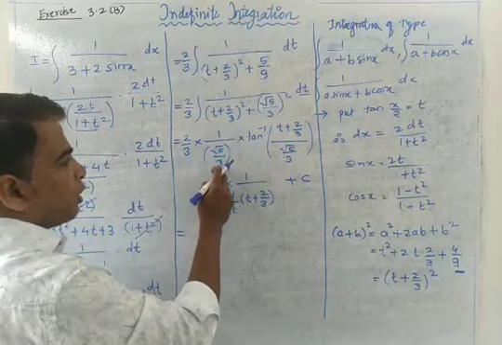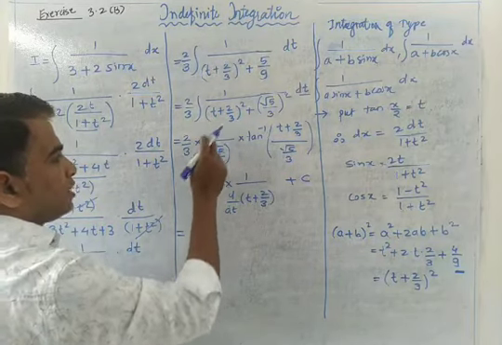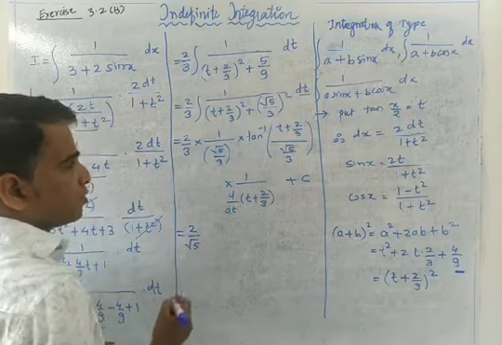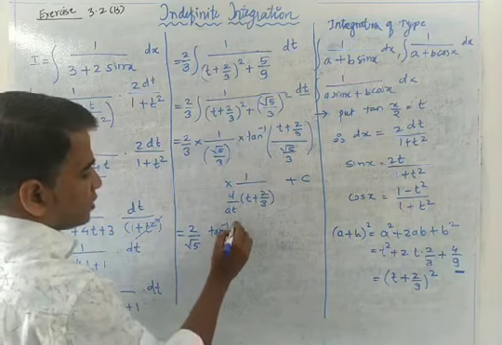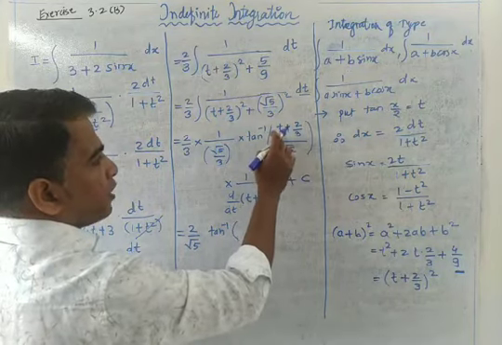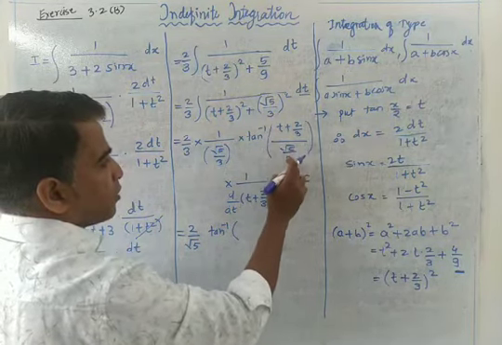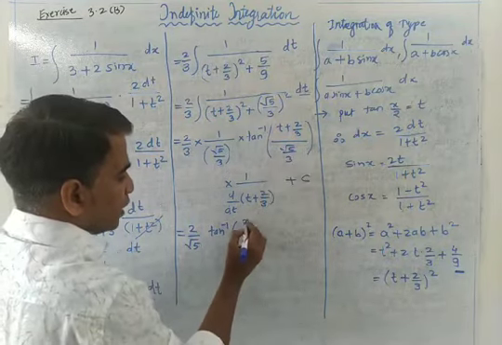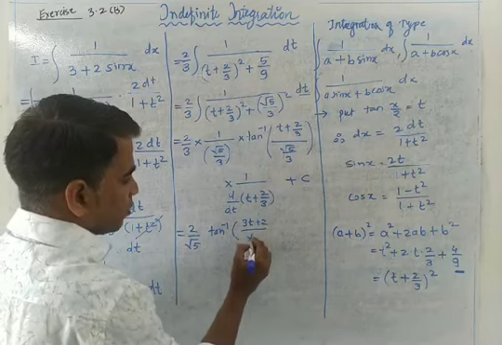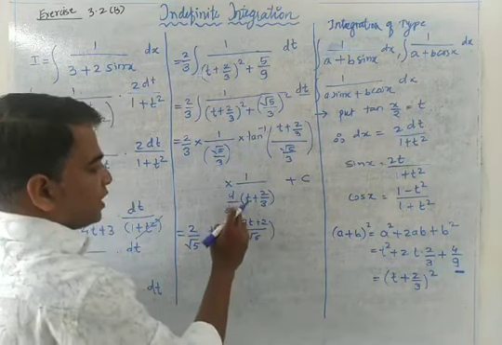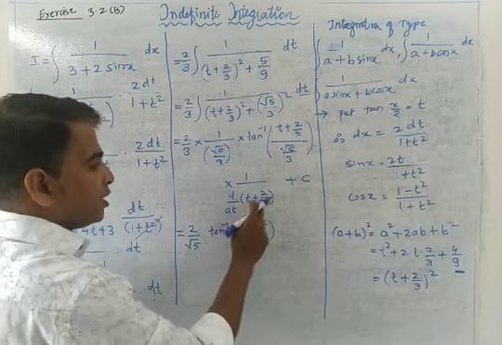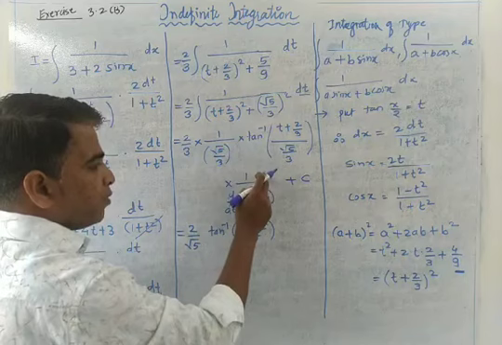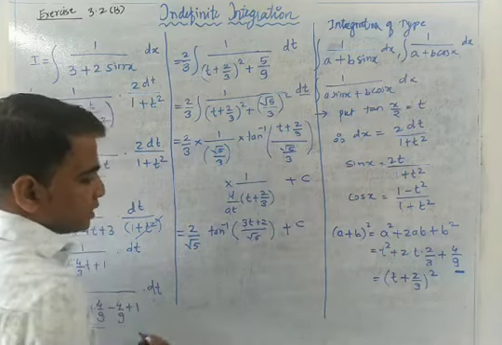The root 3 in the denominator comes to the numerator, and this 3 and the numerator 3 get cancelled. So the remaining value is 2 upon root 5 into tan inverse. Try to make a common denominator, 3t plus 2 and root 5 upon 3. It means this common denominator will get cancelled from numerator and denominator. So we will get (3t plus 2) upon root 5. Now the derivative of t with respect to t is 1, and the derivative of 2 by 3, a constant term, is 0. So 1 plus 0 is 1. So this whole part becomes 1 plus c.